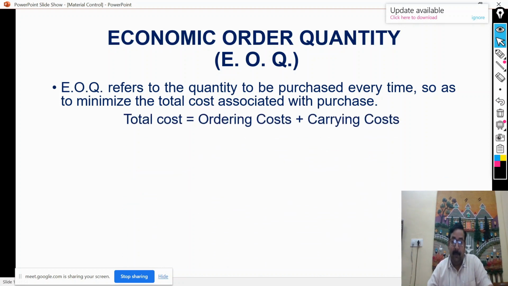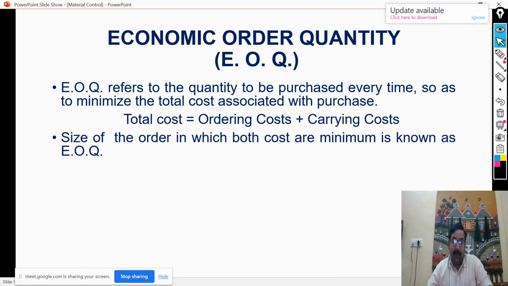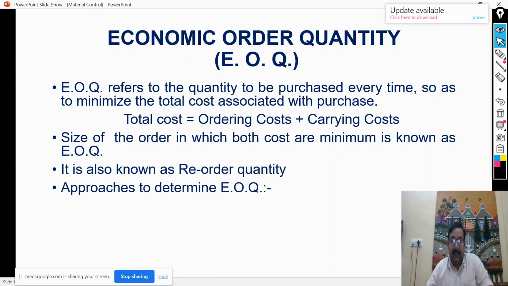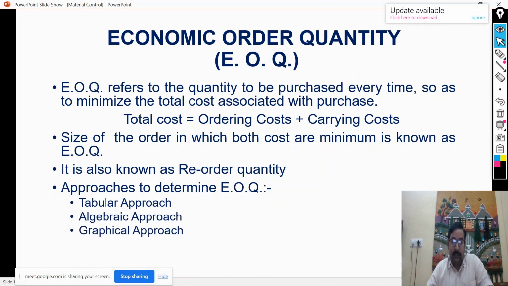Total cost associated with purchase is equal to ordering cost plus carrying cost. The size of the order in which both costs are minimum is known as economic order quantity. It is also known as reorder quantity. Approaches to determine EOQ: tabular approach, algebraic approach, and graphical approach. We can determine economic order quantity in a tabular form, in an algebraic formula, and in graphical presentation.